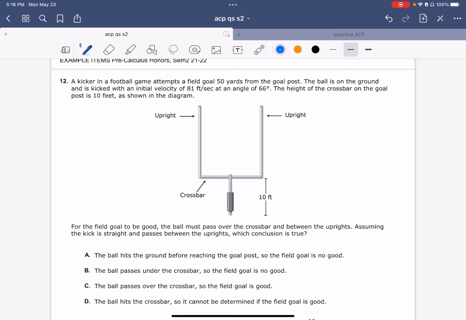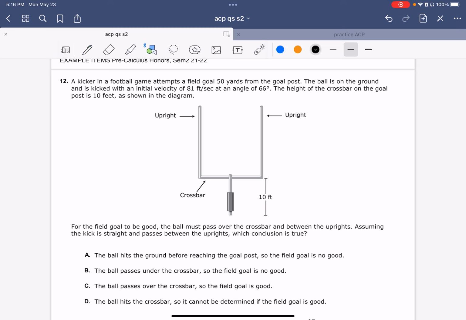We're going to pick up where we left off from part one, which is on number 12. A kicker in a football game attempts a field goal 50 yards from the goalpost. The ball is on the ground and is kicked with an initial velocity of 81 feet per second at an angle of 66 degrees. The height of the crossbar on the goalpost is 10 feet as shown in the diagram. For the field goal to be good, the ball must pass over the crossbar and between the uprights. Assuming the kick is straight and passes between the uprights, which conclusion is true?